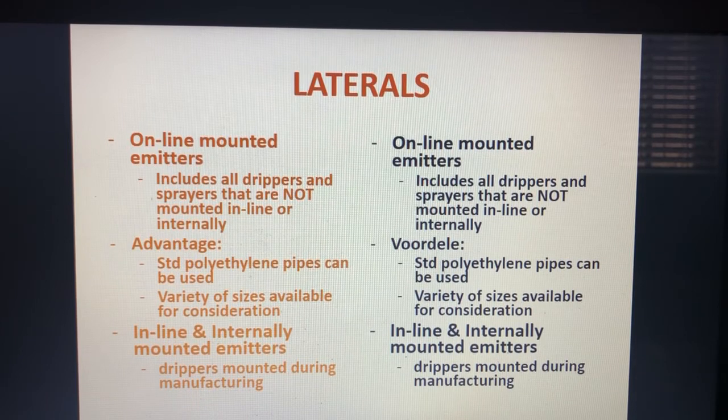And then lastly, if we look at our laterals, these are the pipes that come from the main line. This will only be important for online mounted emitters. That's where we'll be talking a lot about laterals, and it includes all drippers and sprayers that are not mounted inline or internally. So that's all your micro sprayers and then your online or external drippers. Your advantage is that standard polyethylene pipes can be used, which are cheap, and a variety of sizes are available for consideration. Your inline and internally mounted emitters, drippers mounted during manufacturing, are more expensive.